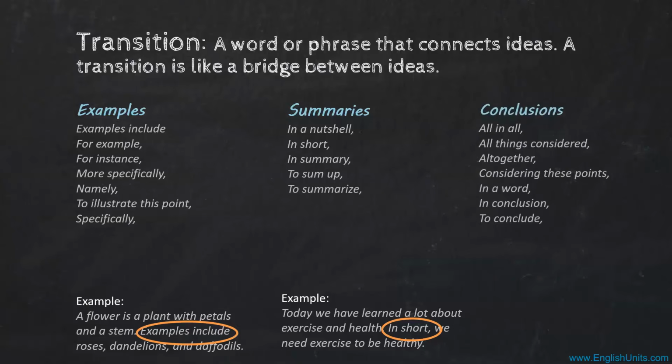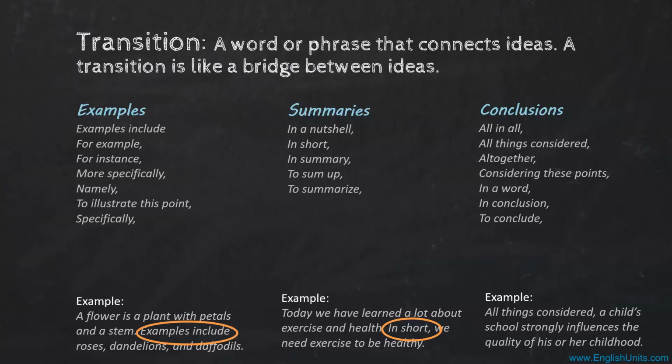Finally, we use transitions in conclusions. Examples include all in all, things considered, altogether, considering these points, in a word, in conclusion, and to conclude. Usually you'll see conclusions either in conclusion sentences or at the end of an essay. For example, all things considered, a child's school strongly influences the quality of his or her childhood.